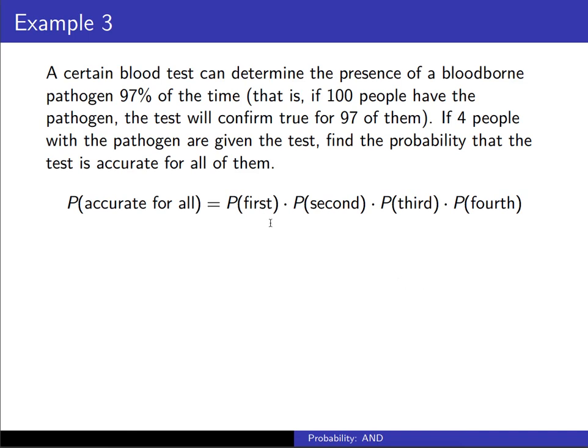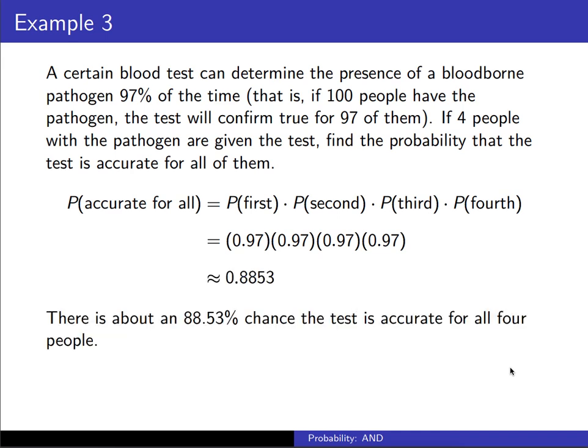Because each one of these is an independent event, it's 97% for every single one of them. So 0.97 for the first times 0.97 for the second, 0.97 for the third, and 0.97 for the fourth. When we multiply that out, we get about 0.8853. So there's about an 88.53% chance that the test is going to be accurate for all 4 people.